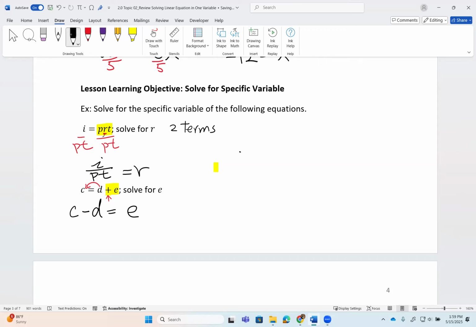Mr. Chen, why don't I divide by the coefficient? Well, the coefficient is 1 in front of the E. So dividing every term by 1 is still going to give the same thing. E equal to C minus D. All right.